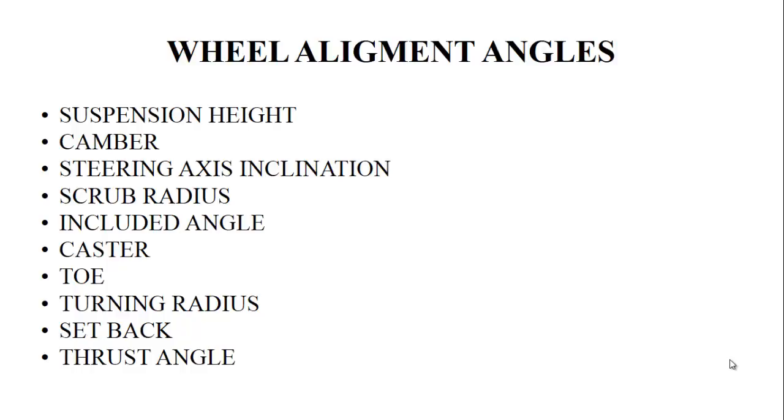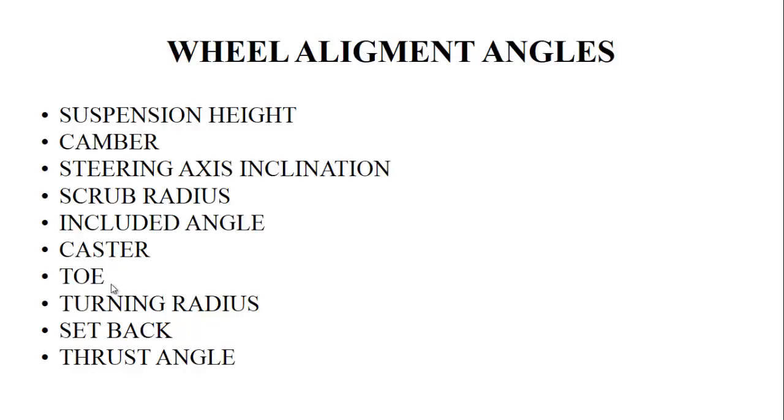This is a small initiative to explain the steering geometry, that is nothing but wheel alignment angles. So these are the parameters which define the wheel alignment angles: the suspension height, camber, steering axis inclination, scrub radius, included angle, caster, toe, turning radius, setback and the thrust. Out of these, camber, caster and toe, these three parameters are adjusted at the time of your wheel alignment.